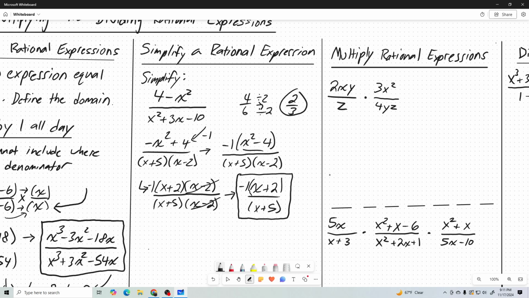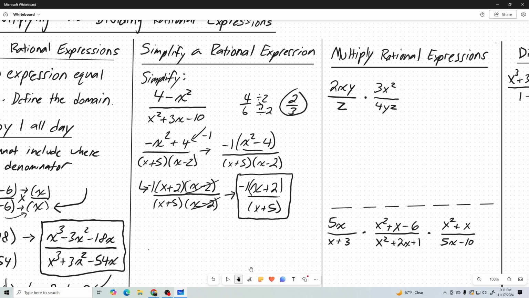All right. So really the idea behind these problems is that first we take this, we factor it as much as possible. We break it down into this form down here. And then whatever common factors they have, we can remove those common factors. And that's essentially how we're going to simplify one.